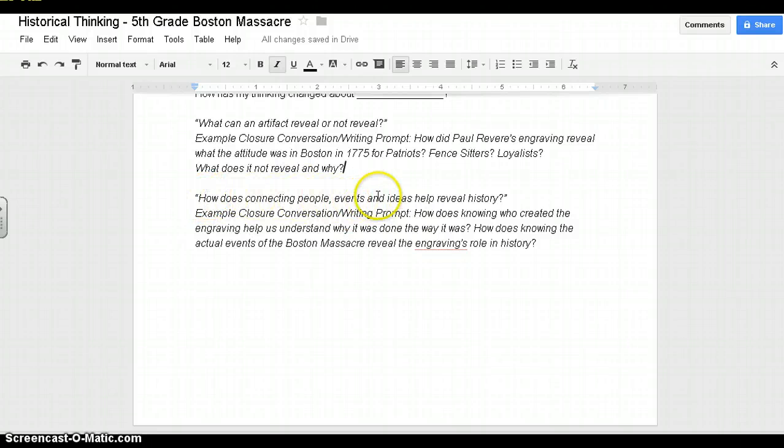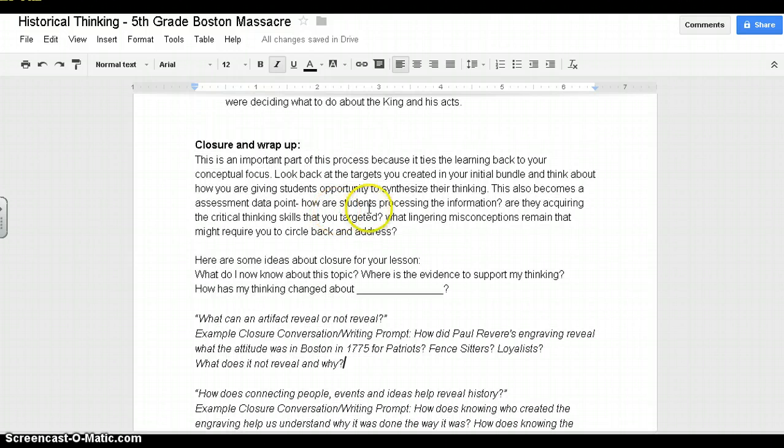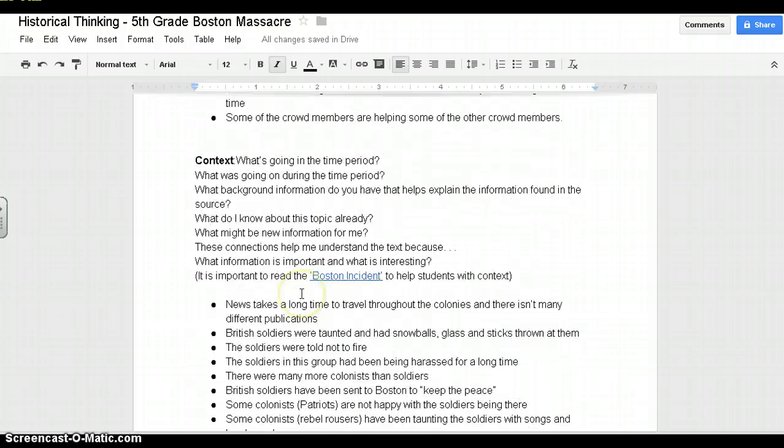And then how does connecting people, events, and ideas help reveal history? So knowing who created that engraving obviously had an effect on the way it was interpreted. And how does knowing the actual events of the Boston Massacre reveal the engraving's role in history? So they're looking at this essential question as a way to demonstrate their understanding going through the historical thinking process of text, context, subtext.